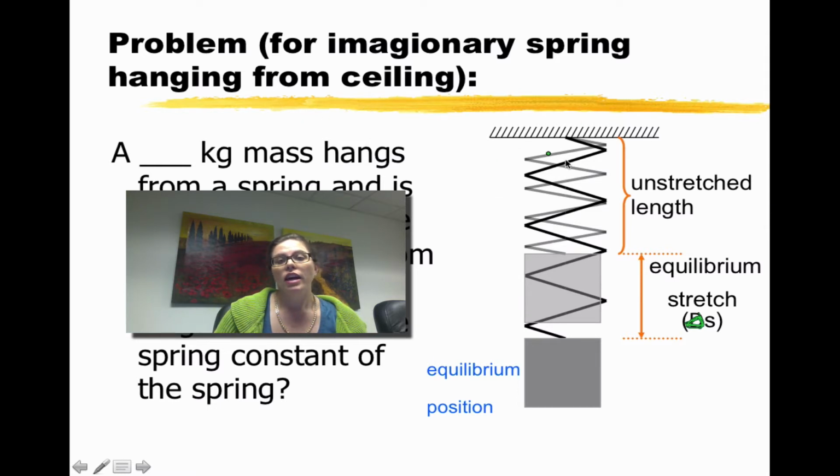So we have the unstretched length of the spring as it's hanging. When we hang a box from it, the spring is going to stretch down, and this is our new equilibrium. Equilibrium means, of course, the net force is zero. The forces are in equilibrium. There's no sideways forces, but the weight is equal to the force by the spring in this case. So the stretch, how much the spring stretches, is our delta S.